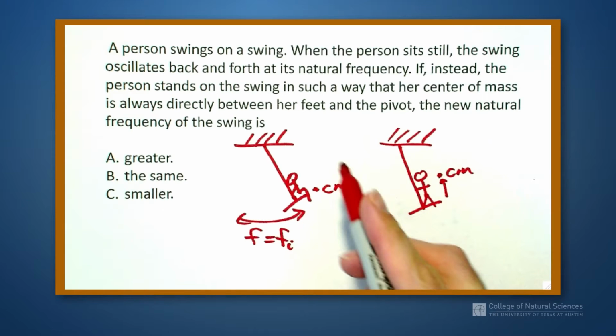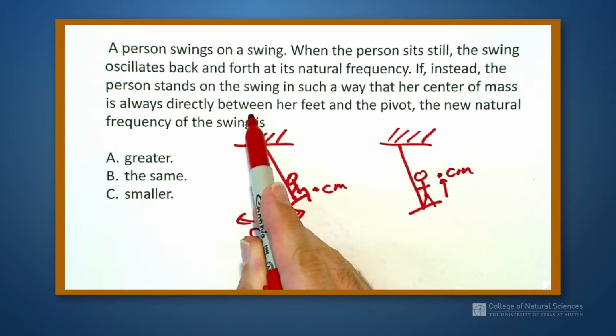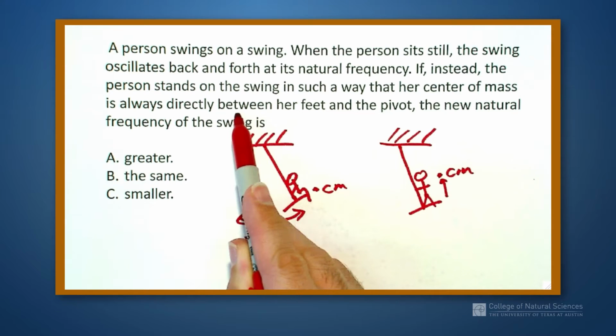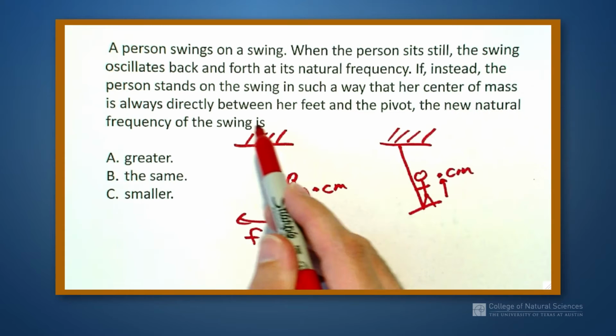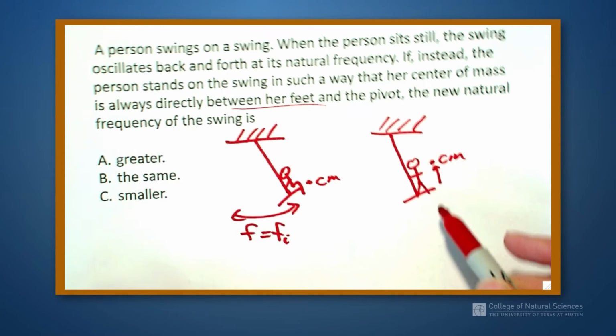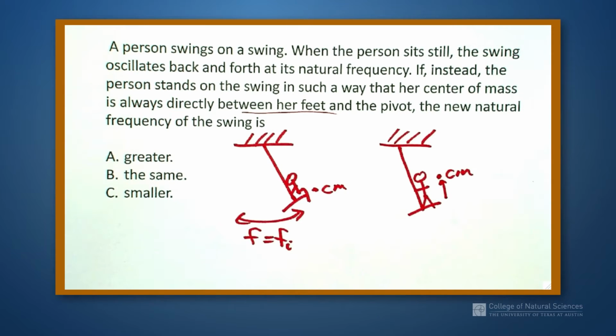And it says that instead, the person stands on the swing such that her center of mass is always directly between her feet and the pivot, or is directly between the two. So we're moving the center of mass up. Stand up on the swing, center of mass moves. We want to know what happens to the new frequency.